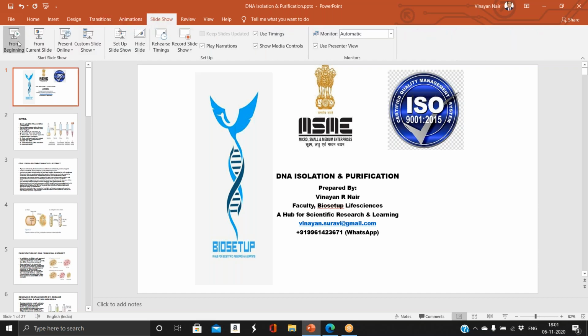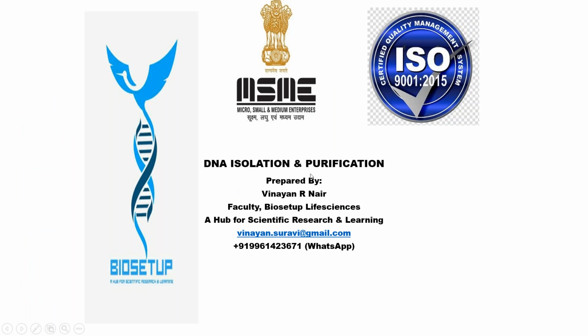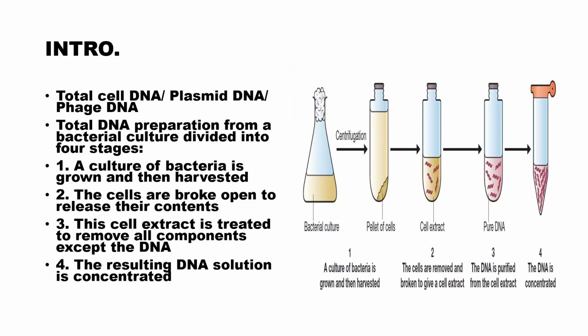Just a recap from the last class. We started with DNA isolation and purification. It was not the last class, actually, the previous class, I think two classes before. So, what are the various steps? We started with the isolation of chromosomal DNA from bacteria.